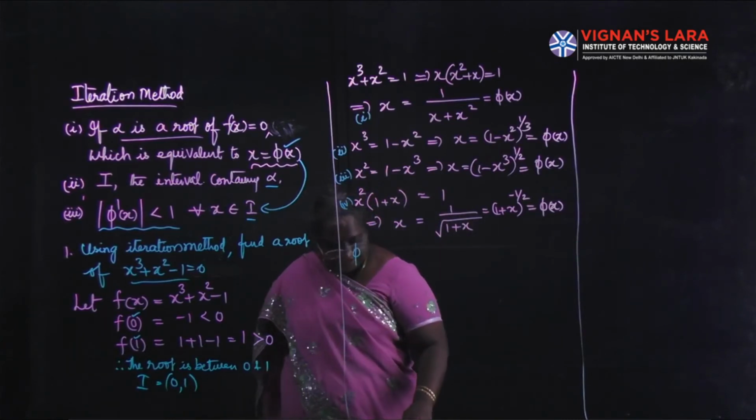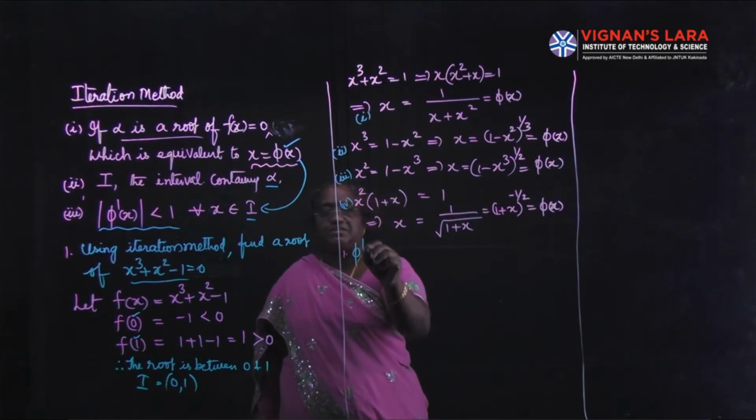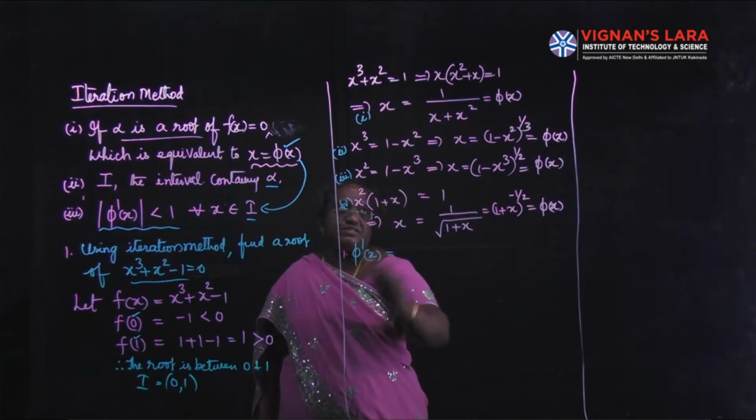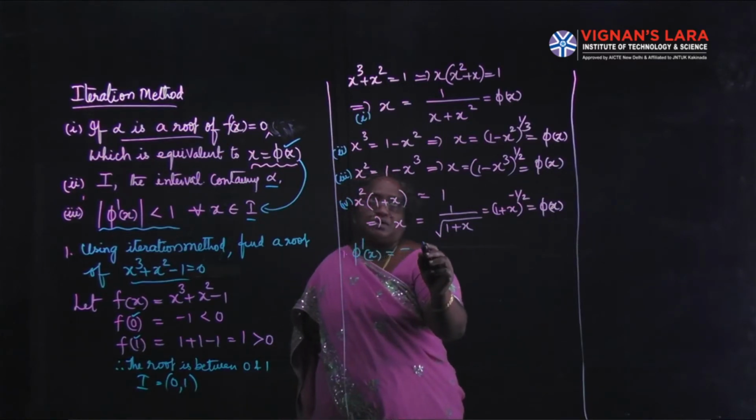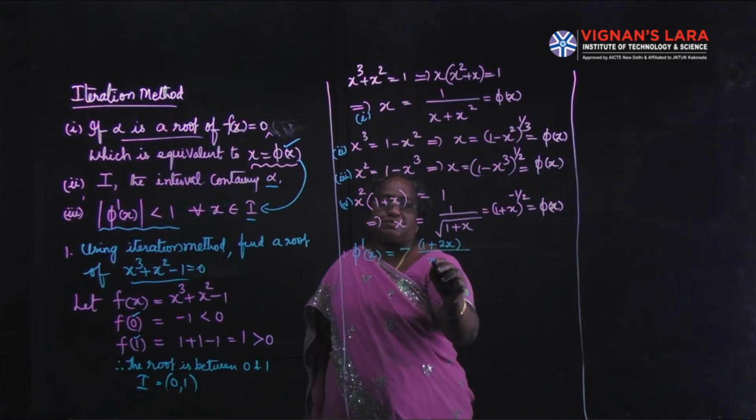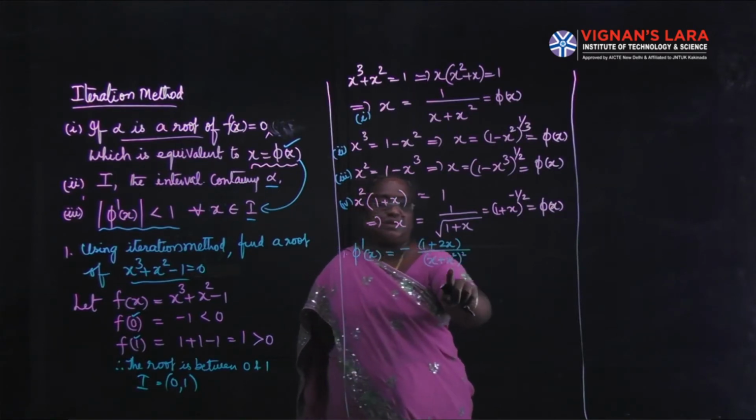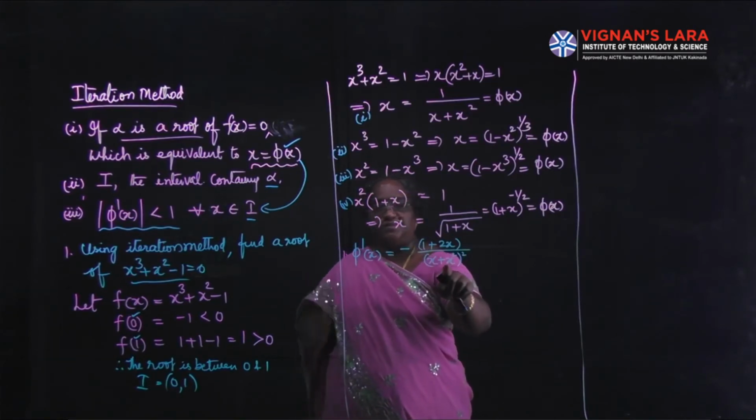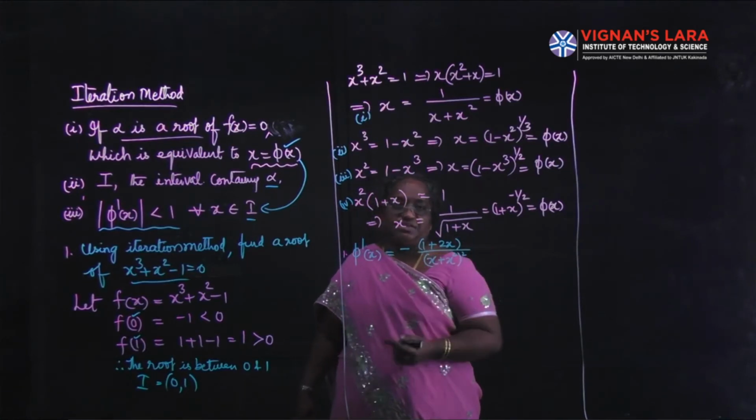So in the first case, let us see what is phi dash x. Phi dash x in the first case is minus 1 plus 2x by x plus x square whole square. Derivative of 1 by x is minus 1 by x square, and the derivative of the term inside the bracket is 1 plus 2x. So this is for the first case.